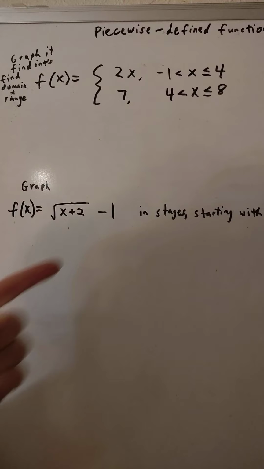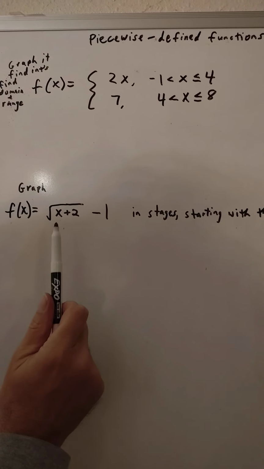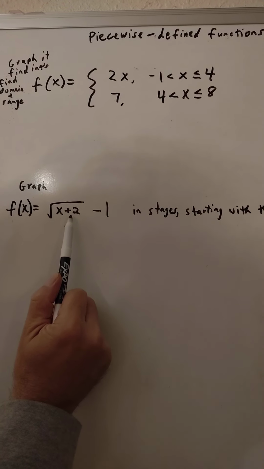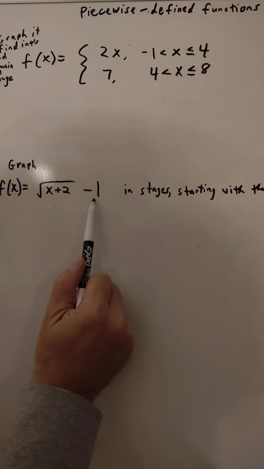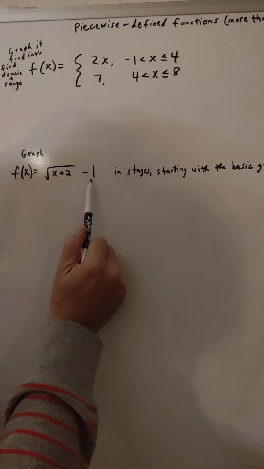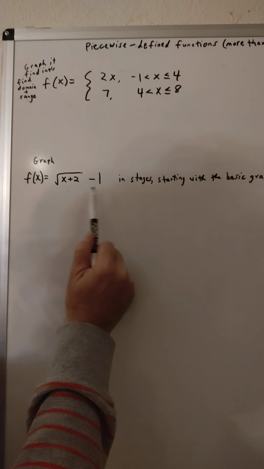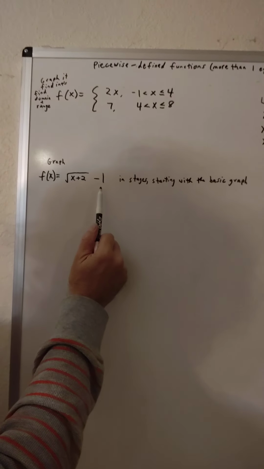So if we want to graph this, notice this function has two transformations. That 2 there is right inside the function. That's a horizontal shift, and isn't that -1 on the right side? So that's a vertical shift. It's good to identify the transformations. So we've got two of them.